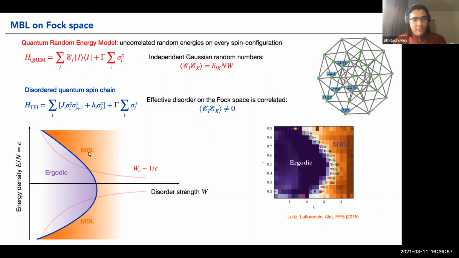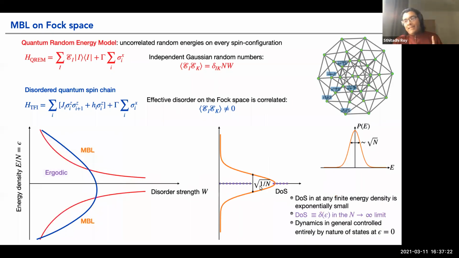Okay, but what you notice is if you go from the quantum random energy model to the disordered quantum spin chain, the phase diagram basically looks something like this, in the blue, as I've shown with this blue curve. And indeed, you have a finite disorder strength for an MBL transition at zero energy density. Now, you might say that, well, okay, this is just one particular energy density. Why should I care so much about it? The two models are basically the same.